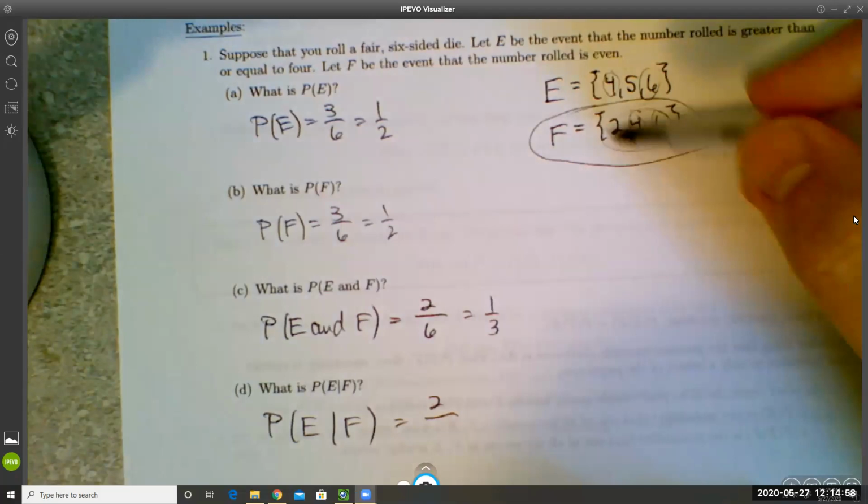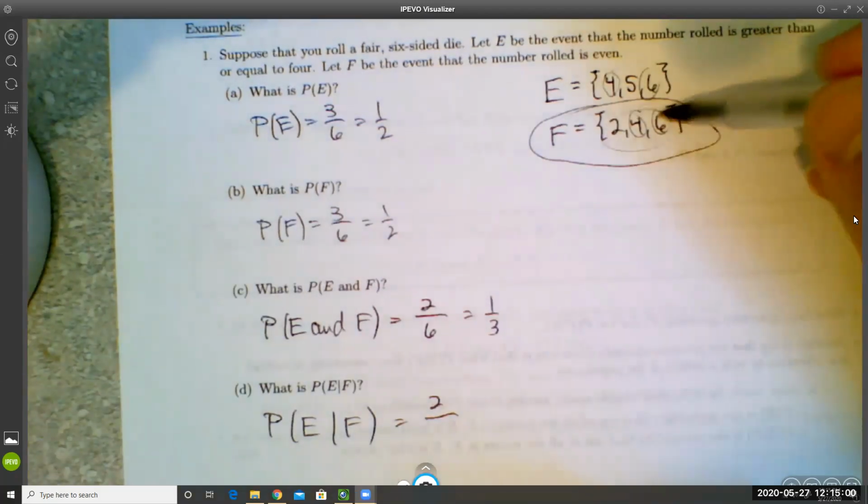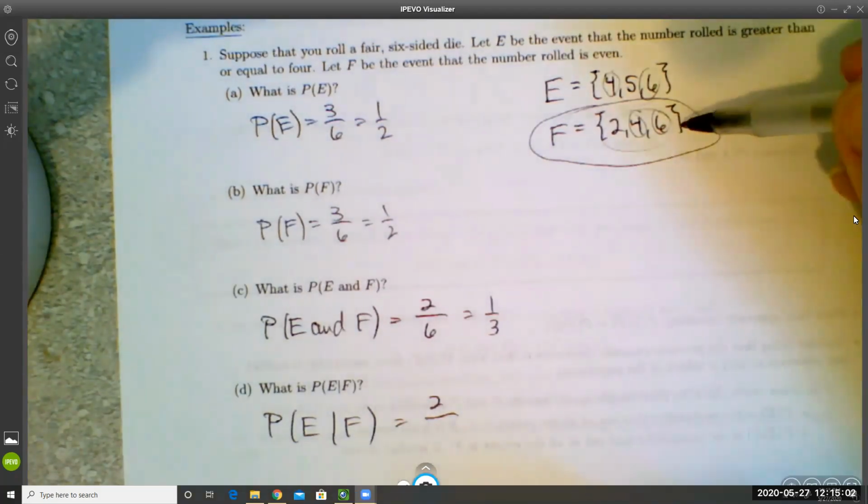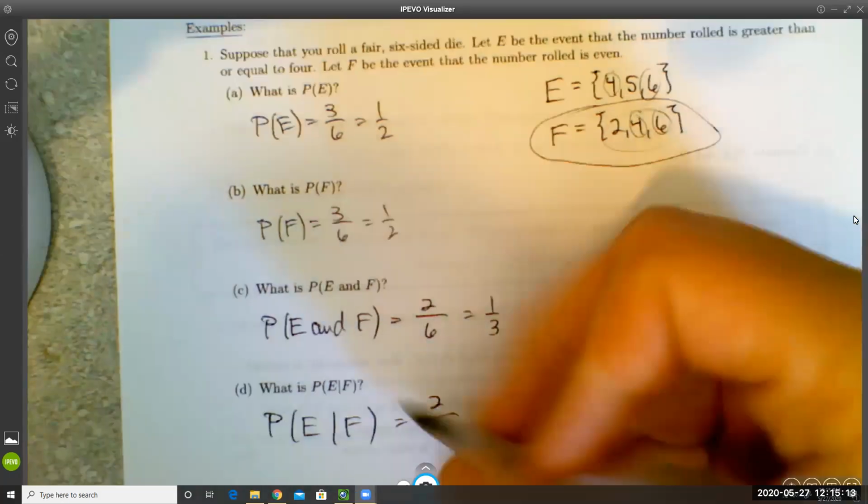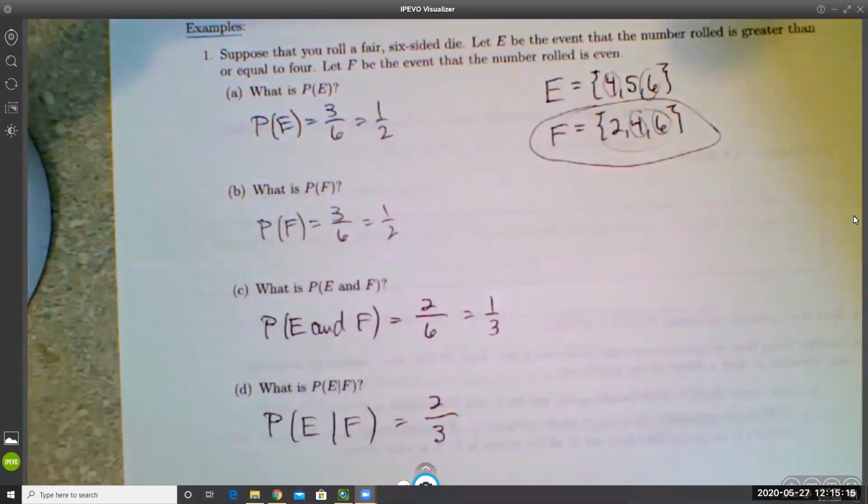But notice that there are only 3 possibilities because you know for a fact that F occurs. So there aren't 6 possible outcomes anymore. 1, 3, and 5 are out of the question, because you know that F has to occur. So there are only 3 possibilities now. So probability of E given F is 2 out of 3.